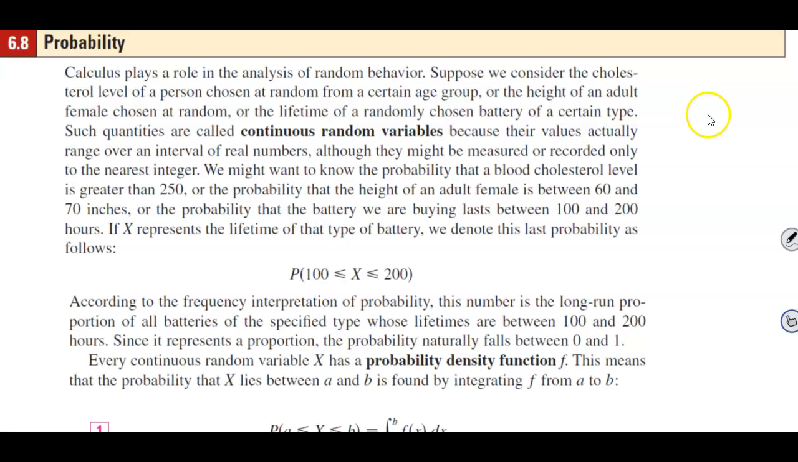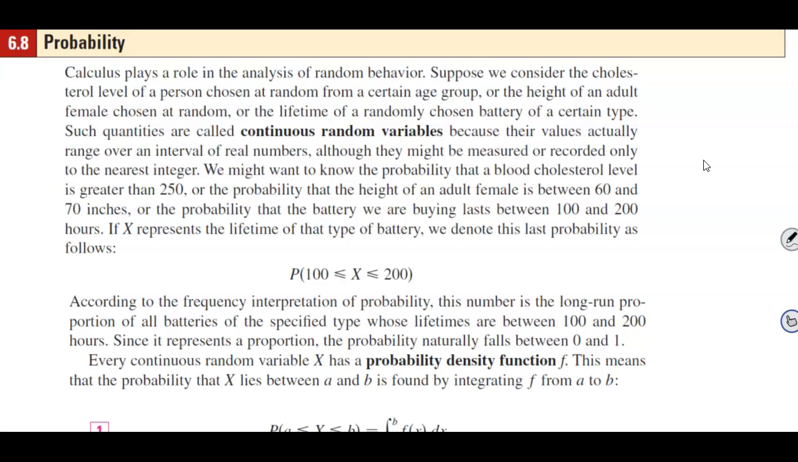Such quantities are called continuous random variables because their values actually range over an interval of real numbers, although they might be measured or recorded only to the nearest integer. We might want to know the probability that a blood cholesterol level is greater than 250, or the probability that the height of an adult female is between 60 and 70 inches, or the probability that the battery we are buying lasts between 100 and 200 hours.